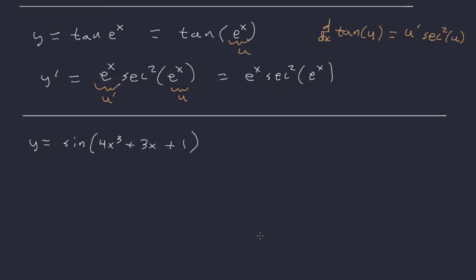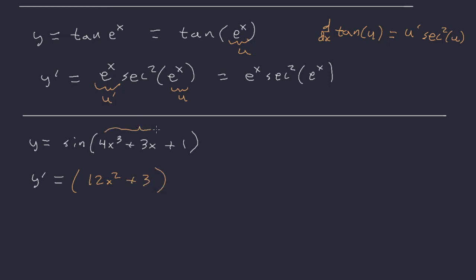All right, next up, let's look at sine of 4x cubed plus 3x plus 1. All right, I'm just going to jump straight to it. I'm going to take the derivative of the stuff. All right, that's going to be 4x, sorry, wrong. It's going to be 12x squared plus 3.